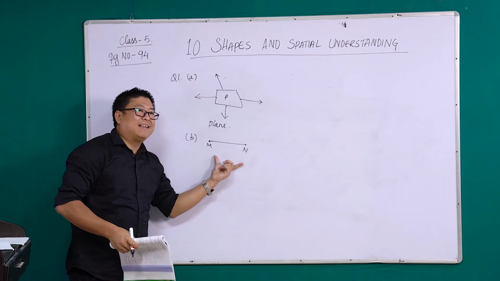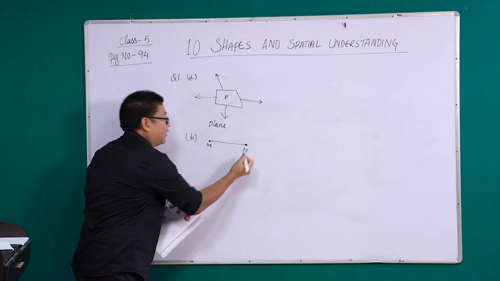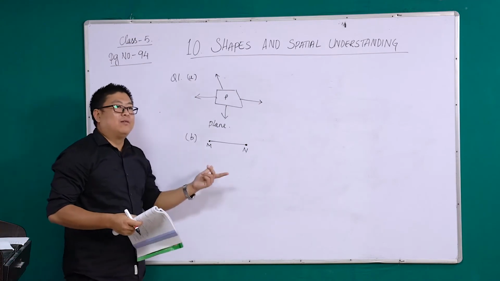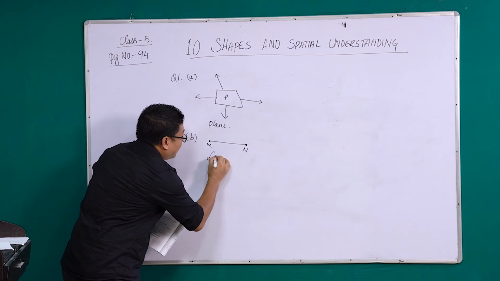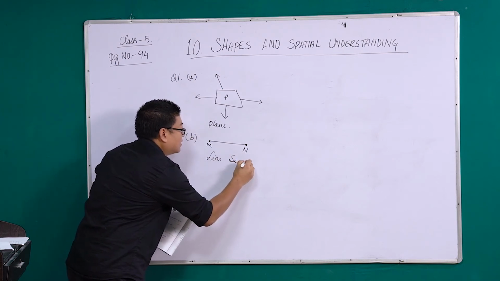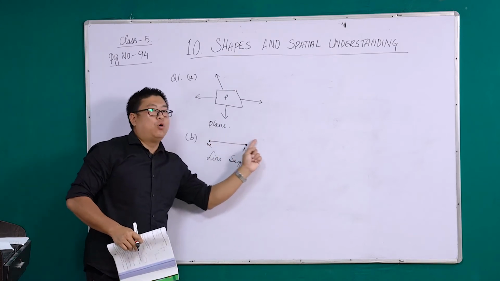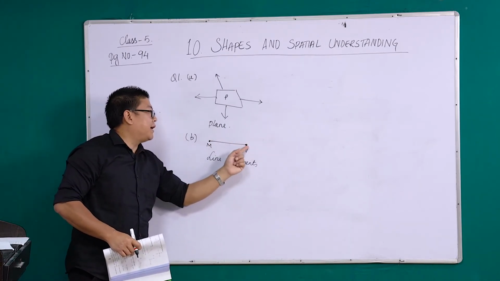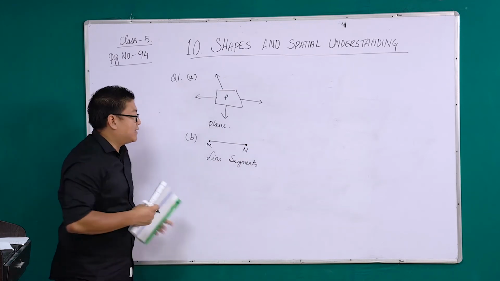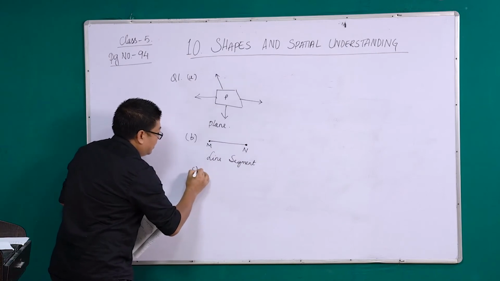Now, by looking at this, you can understand that there are two fixed endpoints. Now, we have already learned what these are. These are called line segments. Now, remember, lines have no endpoints. They will have arrows. But here we have fixed endpoints. So, these are called line segments, or we can simply write it as singular line segment.